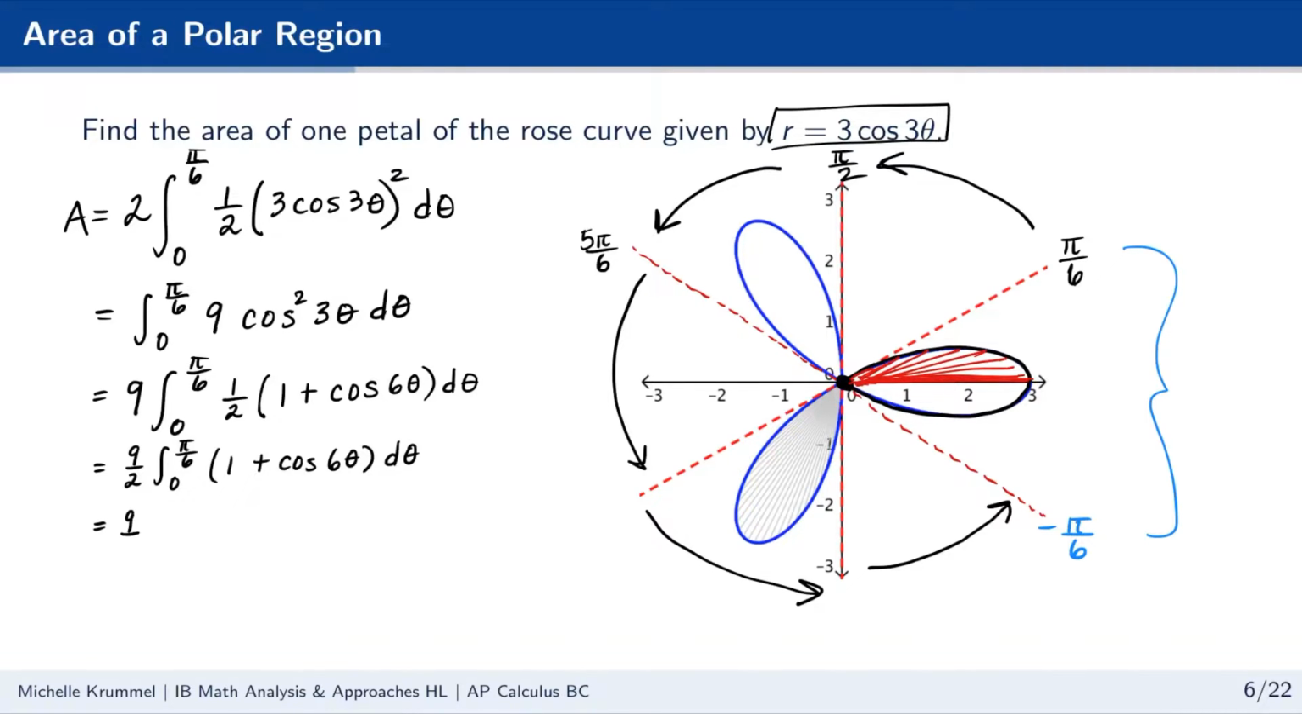And we're ready to integrate that. The integral of 1 with respect to theta is theta. And then for cosine, the derivative of sine is cosine. So this is the sine of 6 theta. Now we have to compensate for the chain rule piece over 6. And we're evaluating from 0 to pi over 6. It's nice when one of your bounds is 0. 0 is easy to substitute into trig equations.